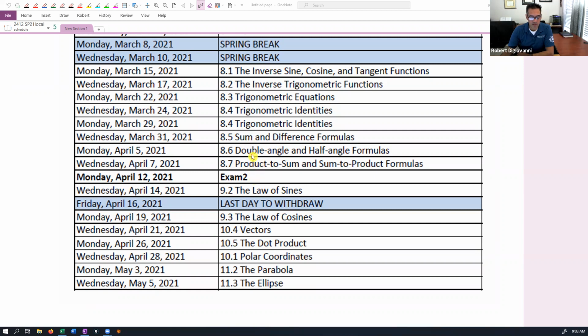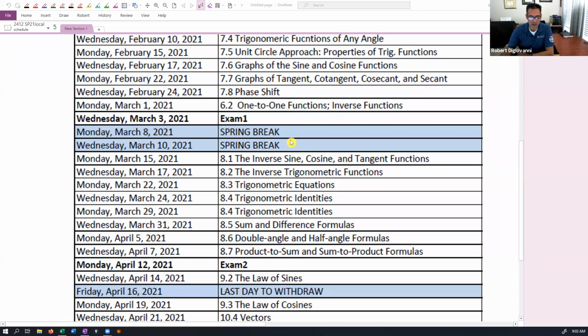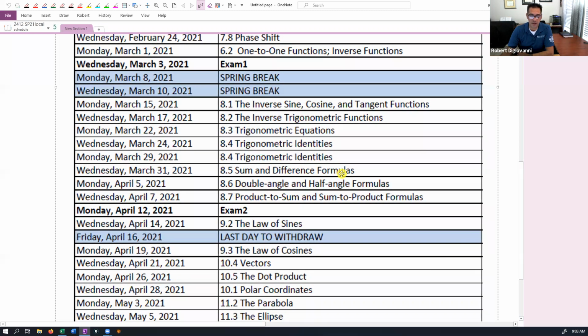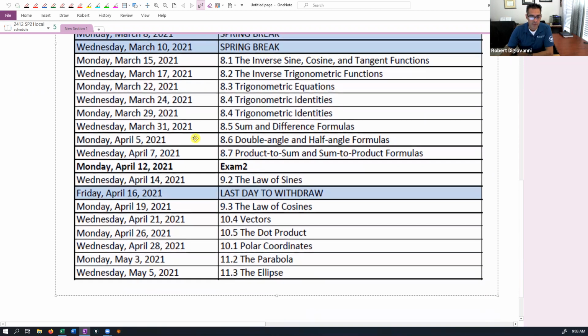So today we're going to do double angle and half angle formulas. And then Wednesday, the plan is to do product to sum and sum to product formulas. And so all of that will be on the test. It's going to be a pretty intense test. It's going to have a lot on it. So yeah, anyway, I will give you a review. Plan to have that to you on hopefully Wednesday or Thursday. Okay.